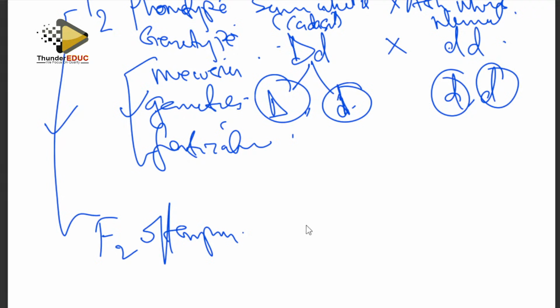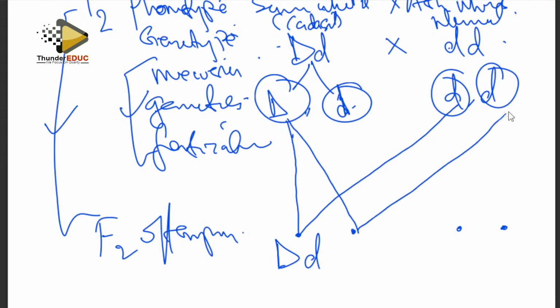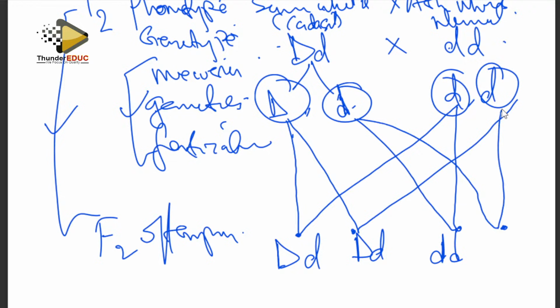So what you do, put a dot, put another dot, put another dot. They must be in the same line. So you cross this with that. It's going to be capital D, small d. Then this with that, capital D, small d. Then this with that is small d, small d. You see, all of them are on the same line.